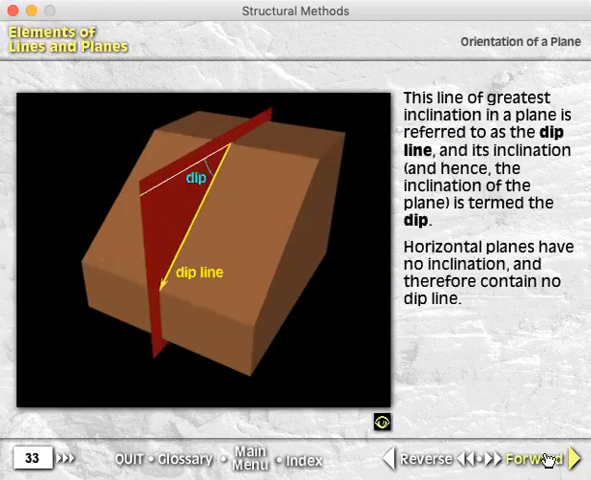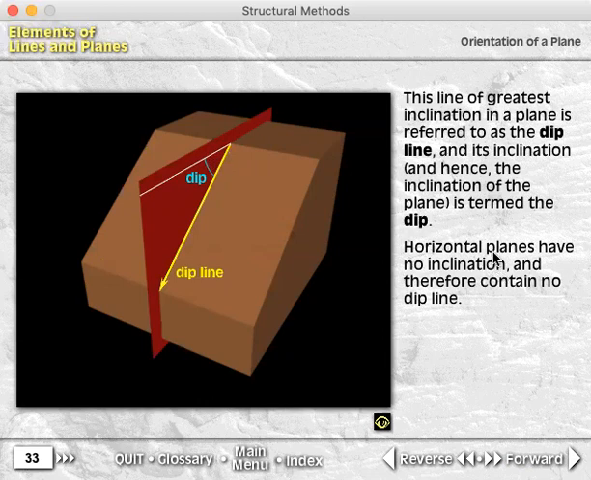This line of greatest inclination in a plane is referred to as the dip line, and its inclination, and hence the inclination of the plane, is termed the dip. Horizontal planes have no inclination and therefore contain no dip line. Okay, so this line is perpendicular, 90 degrees, to this line. The dip of a plane that we're measuring is always measured at 90 degrees to the strike. We want to find that 90-degree angle to get the maximum inclination of that plane.